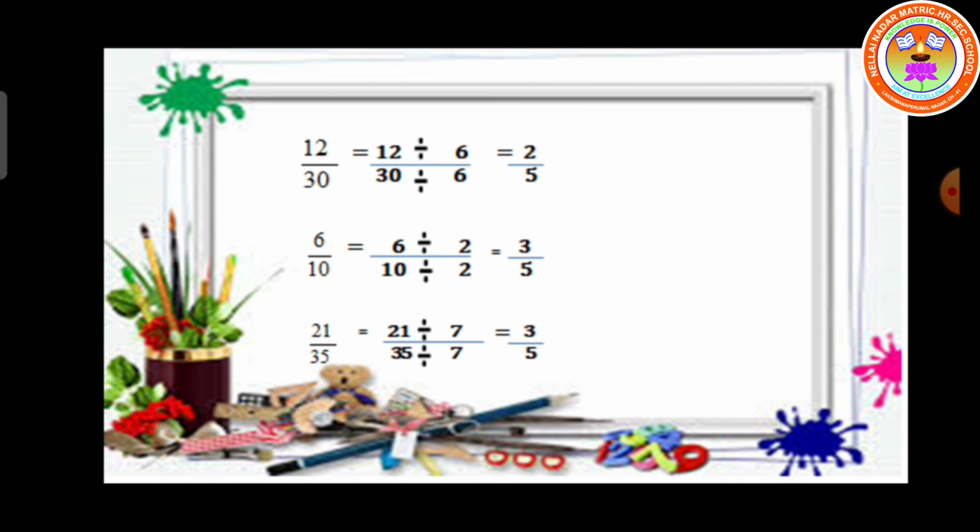Then fourth fraction is 6 by 10. What is divided with 10? We will get 5, 2. The same 2 has to be divided with 6. So we will get 3 by 5. The last fraction, 21 by 35. What is divided with 35? We will get 5. As we know, 7 into 5s are 35. So the same 7 has to be divided with 21. So we will get the fraction of 3 by 5.